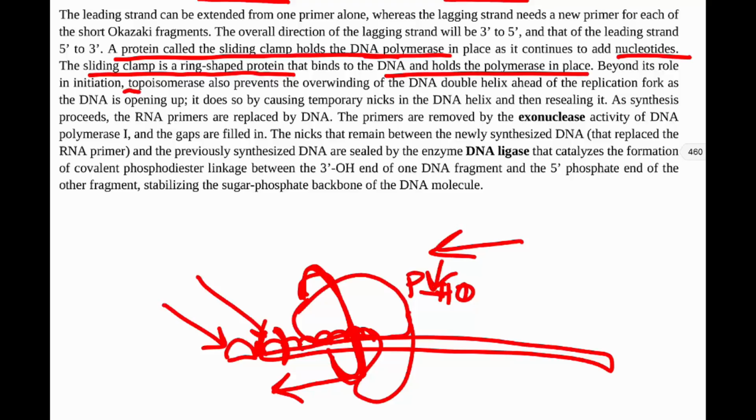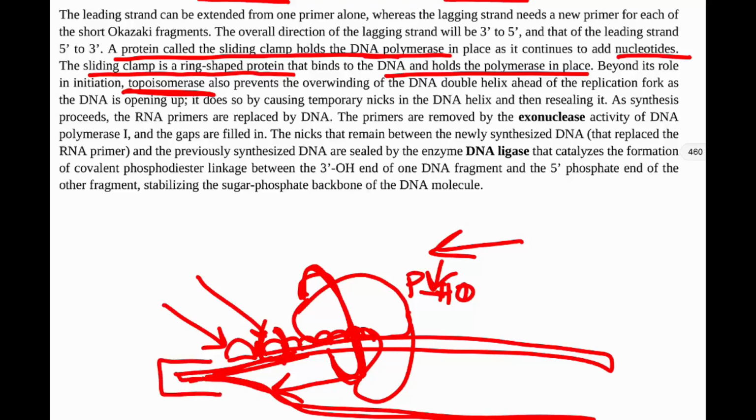So then we also have, as we're moving to the left, remember, I can pretend that this is a replication fork here. We have topoisomerase 2, which is kind of unwinding. We have this supercoiled DNA, and then it's straightening that out for us. Not only does it hold it open and stretch it out so that it's not so coiled up, it also prevents the overwinding of the DNA double helix ahead of the replication fork.